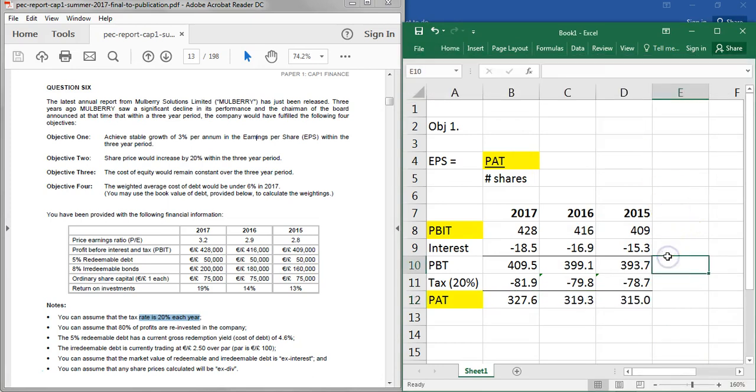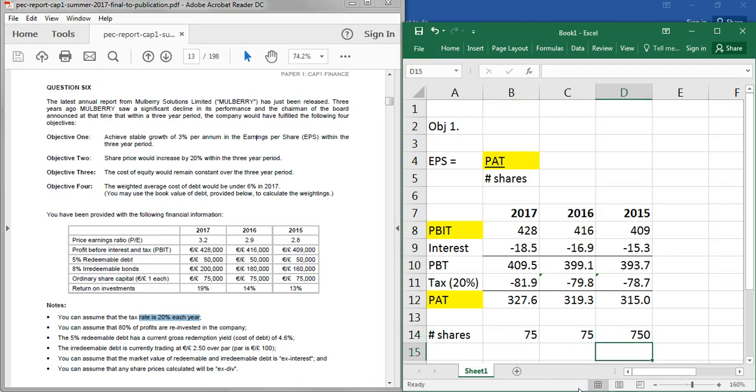Right, so that was your starting point. We need profit after tax, and we also need the number of shares. The number of shares is relatively okay here because we know the share capital we're given in the question. And just be careful, we know each share is worth €1 each. Therefore, it's 75,000 shares at €1 each is 75,000. So you have 75 for each.